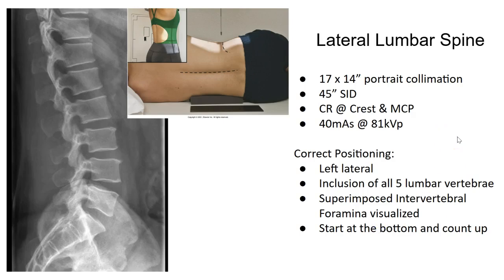So you are going to turn the patient onto their left side, or if you're doing them standing, you're going to position them in a left lateral. We're going to use 17 by 14 inch portrait collimation again. You can collimate in side to side if applicable. Keep that 45 inches SID.